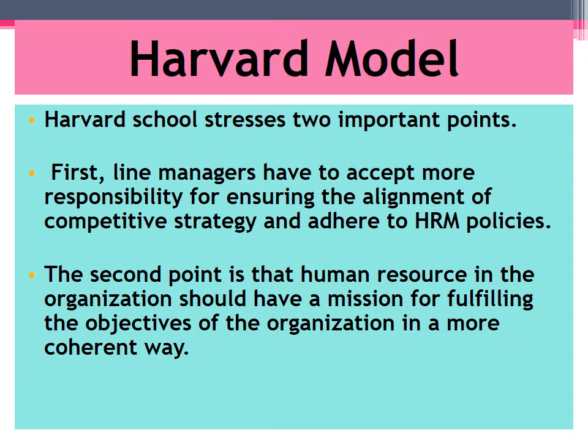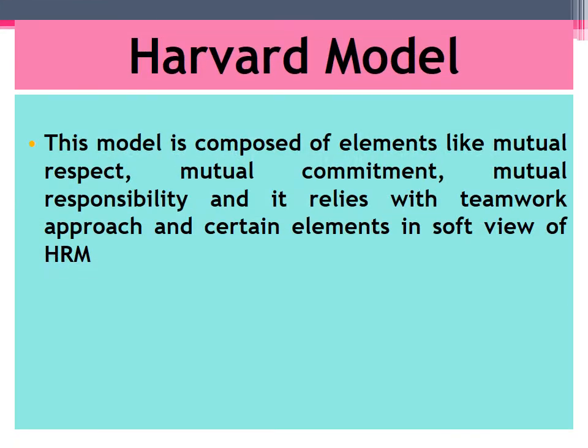Harvard School stresses two important points. First, line managers have to accept more responsibility for ensuring the alignment of competitive strategy and adhere to human resource management policies. And the second point is that human resource in the organization should have a mission for fulfilling the objectives of the organization in a more coherent way. This model is composed of elements like mutual respect, mutual commitment, mutual responsibility, and it relies on a teamwork approach and certain elements in the soft view of human resource management.